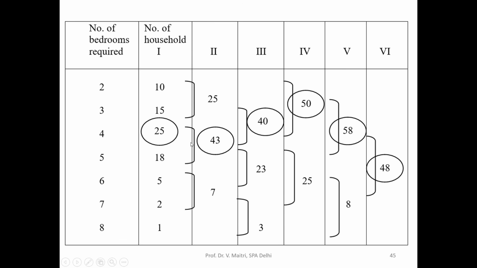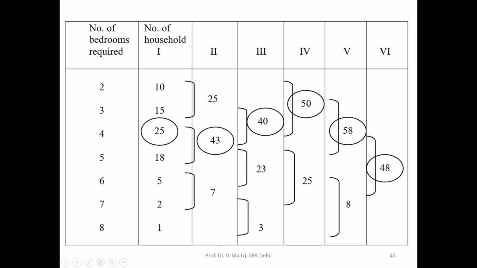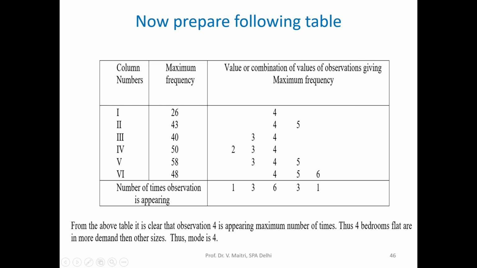Just see. In the first column, 4 is appearing, 1. In the second column, which numbers are appearing? 4 and 5. The max value is 43. Next one, the 40: which ones are appearing? 3 and 4. In the third column, we are putting 40, that is 3 and 4 appearing.